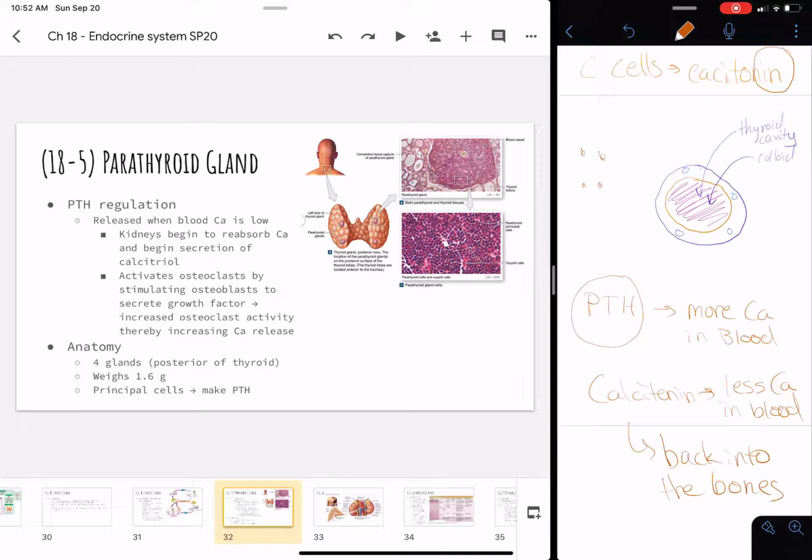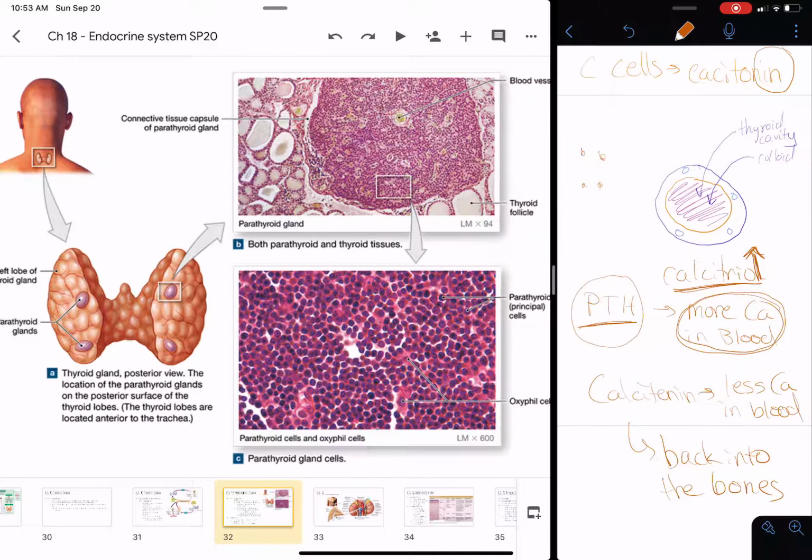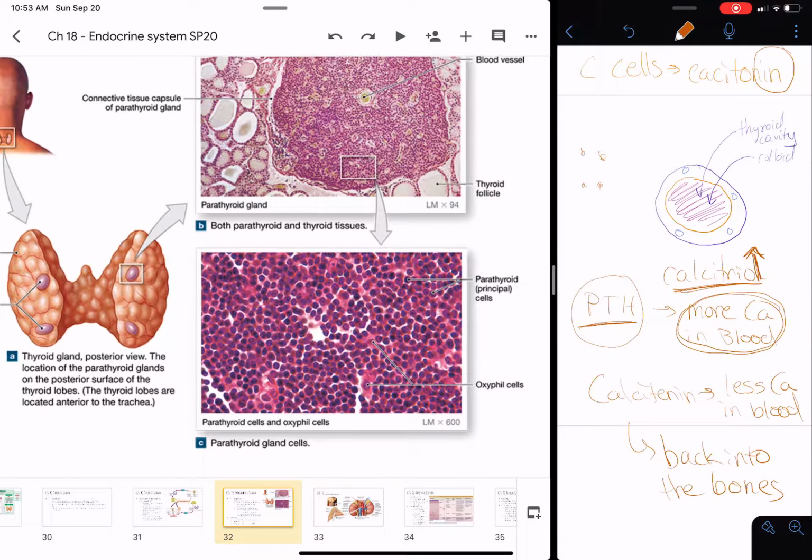Parathyroid hormone will be released in tandem with calcitriol, and we could draw an arrow here, and that's going to be to increase the calcium in the blood. So when calcitriol is released, that's encouraging parathyroid hormone to be released to overall increase the amount of calcium we have in the blood. And the cells of the parathyroid gland we call principal cells. And those principal cells are the ones that are actually making parathyroid hormone. And we can see that here on the slide.